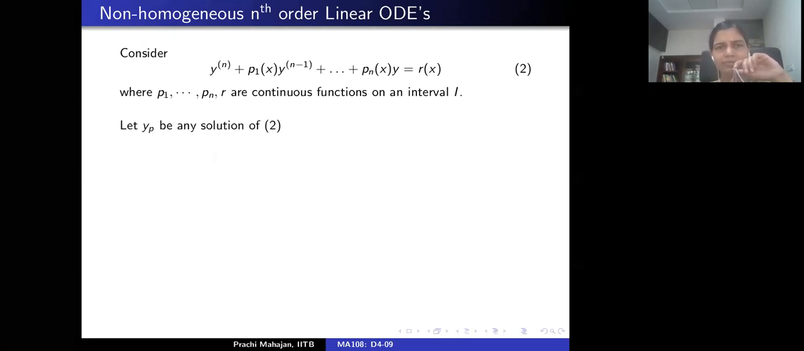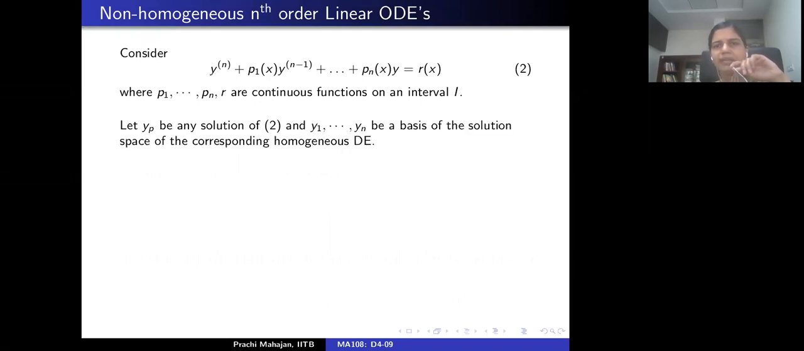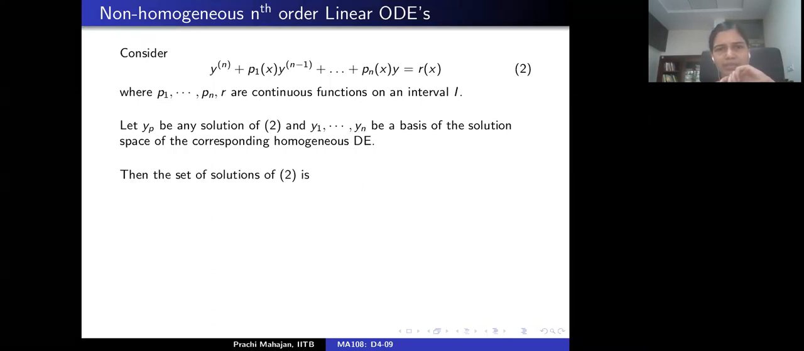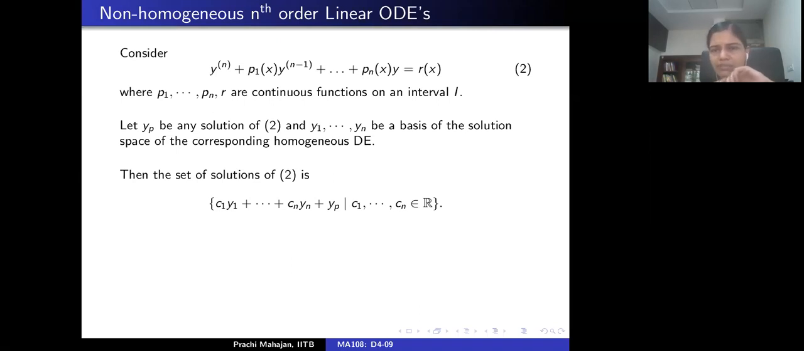Once you are able to find one particular solution of the non-homogeneous differential equation, and you are able to find the basis of the solution space of the corresponding homogeneous differential equation, exactly the same proof which we did for order 2 will tell you that the solution space of the non-homogeneous differential equation is given as C1y1 plus C2y2 all the way till Cnyn plus a particular solution of the non-homogeneous differential equation. I will leave this proof for you to check because it's exactly the same as what we did in order 2.